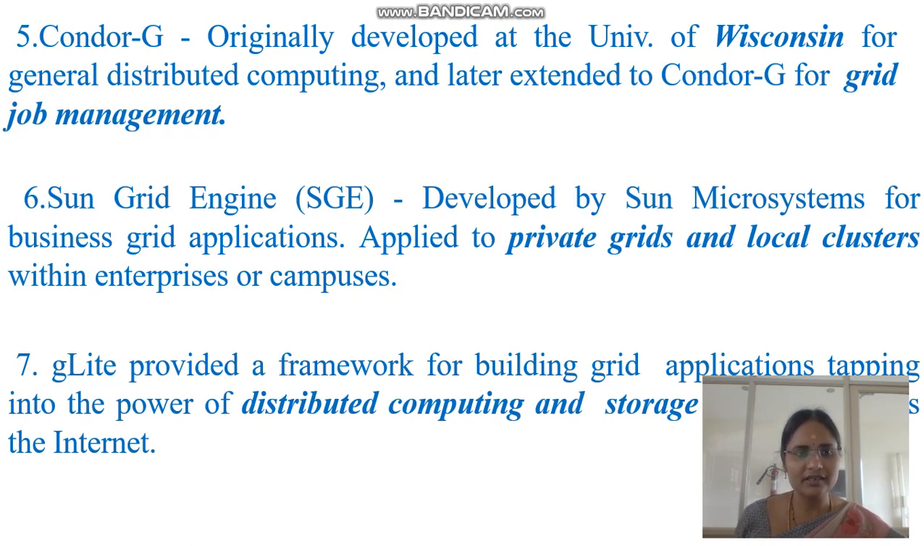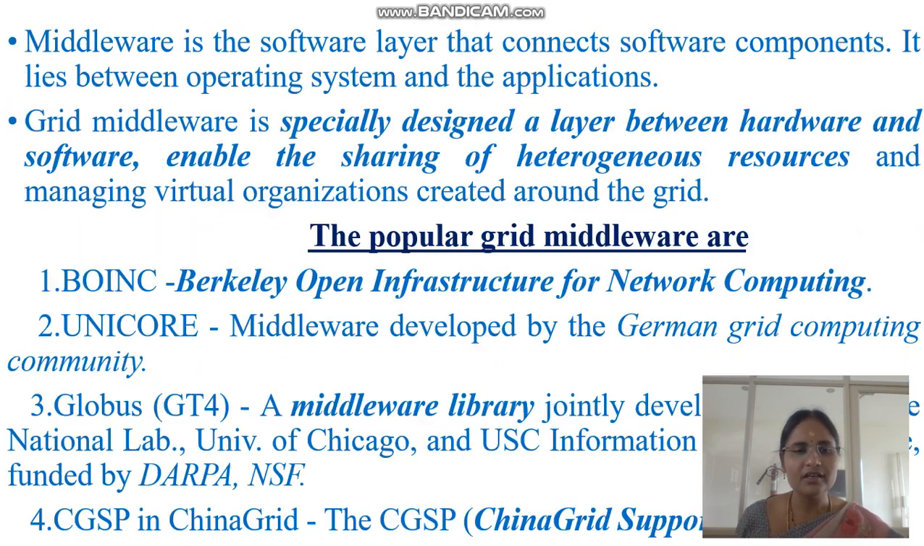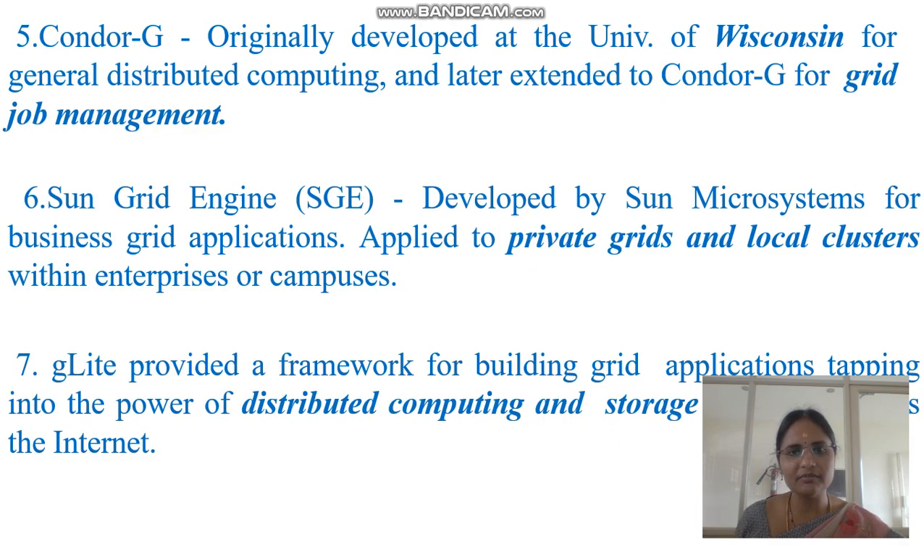And the last but one is the Sun Grid Engine, SGE, which was developed by Sun Microsystems and is used for business grid applications. Most of the private grids and local clusters actually utilize this type of SGE grid. And the last one is gLite, a framework we are using for building grid applications, which takes into consideration the power of distributed computing applications and storage applications over the internet. These seven are the most popular grid middleware packages.